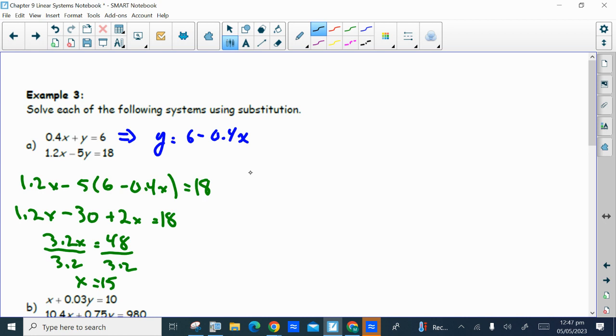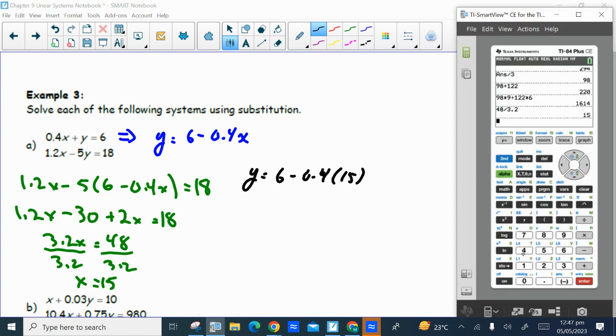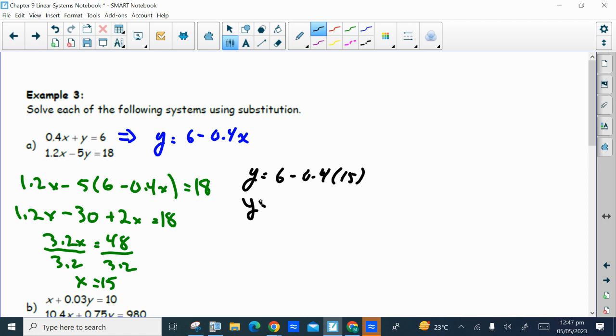To find y, we'll use the equation that we wrote above, that y is 6 minus 0.4x. We found x to be 15. So 0.4 times 15 is 6. So y will equal 6 minus 6, which is 0. If we write this as an ordered pair, it'll be the point 15 comma 0. And if you're also asked to check your solutions, talked about this yesterday, you need to show the check.